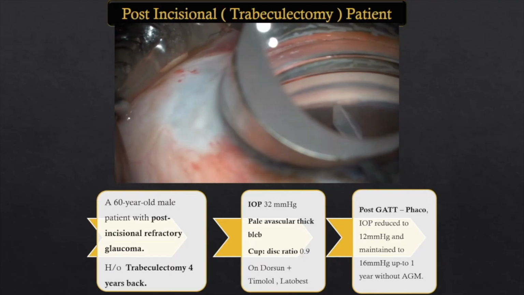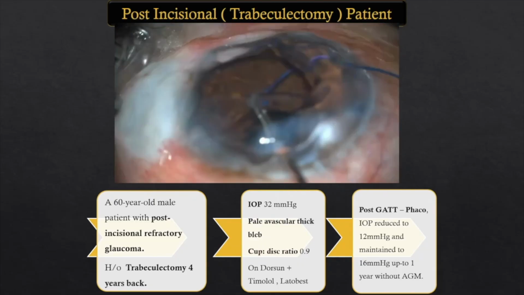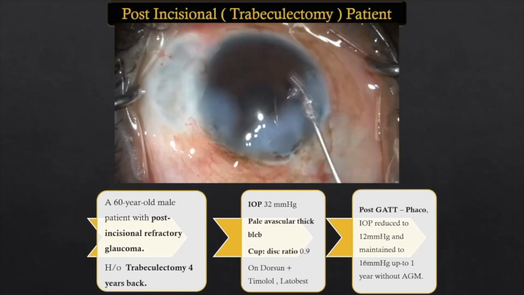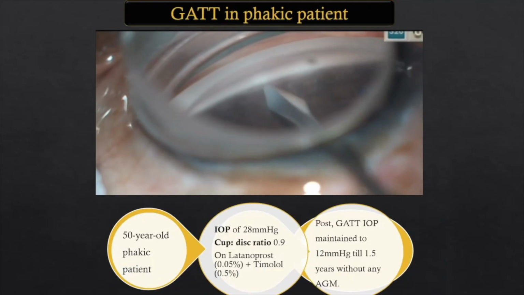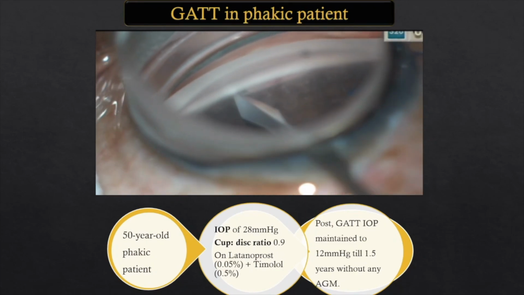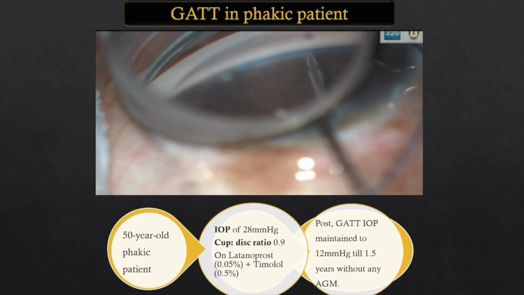Post-GATT phacoemulsification, IOP reduced to 16 mm of mercury up to 1 year. GATT was performed in a phakic patient having uncontrolled glaucoma, resulting in IOP reduction to 12 mm of mercury without any AGMs.